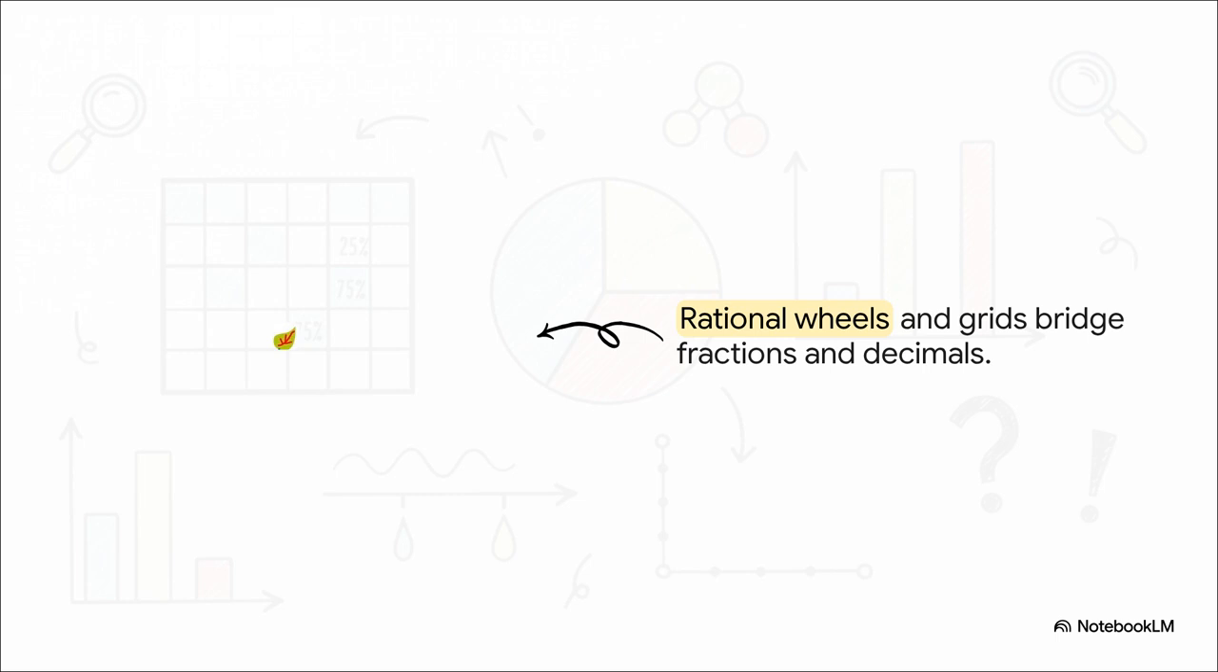The source material highlights two incredibly effective visual proofs: the rational number wheel with 100 equal intervals and the classic 10 by 10 grid. By physically shading these models, students can literally see that 3/4 takes up the exact same physical space as 75/100. Creating this concrete visual connection is completely mandatory before we start teaching any operational rules.